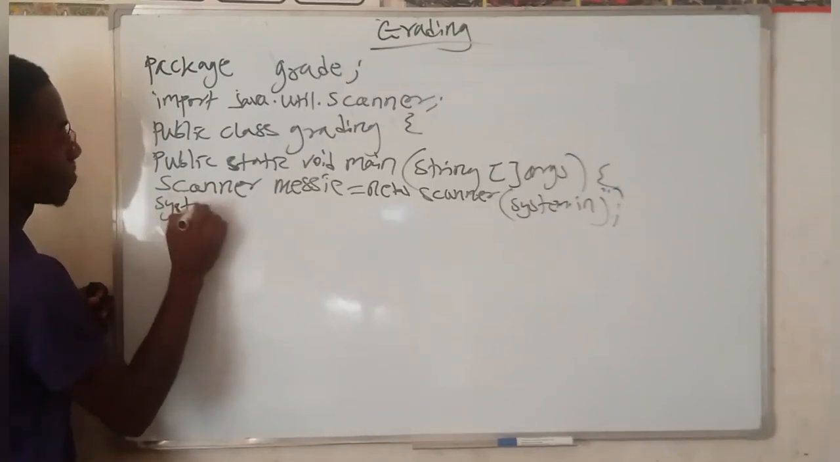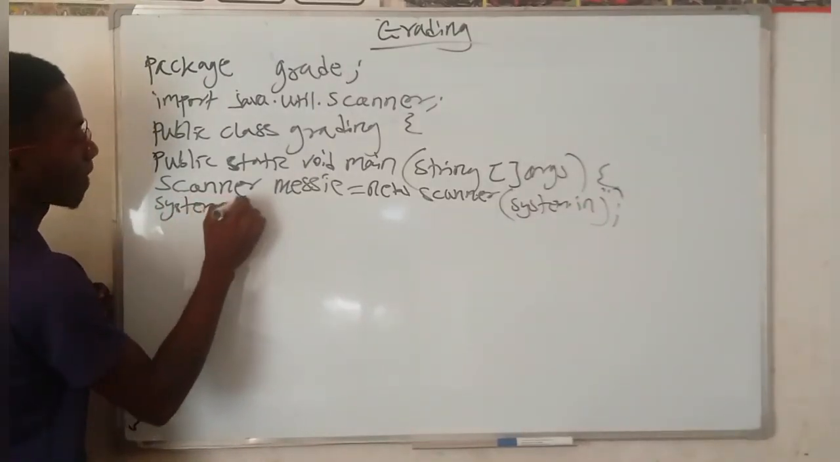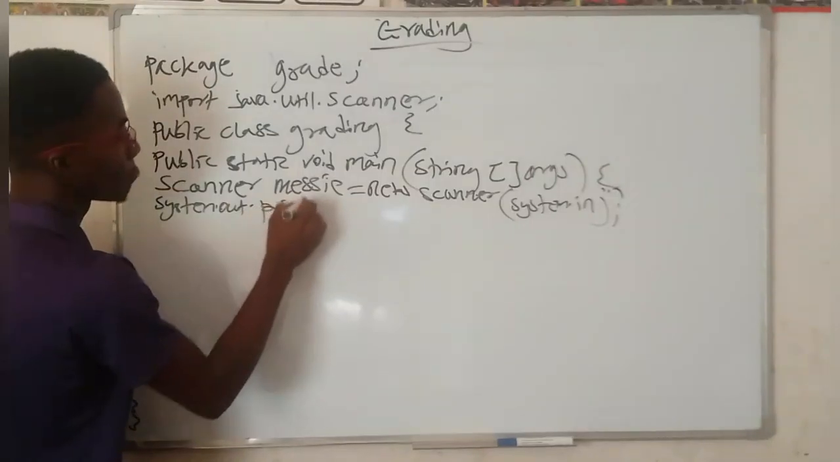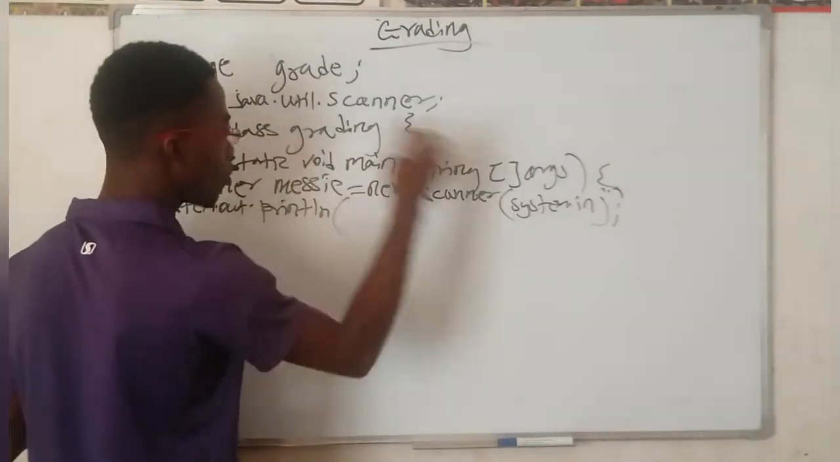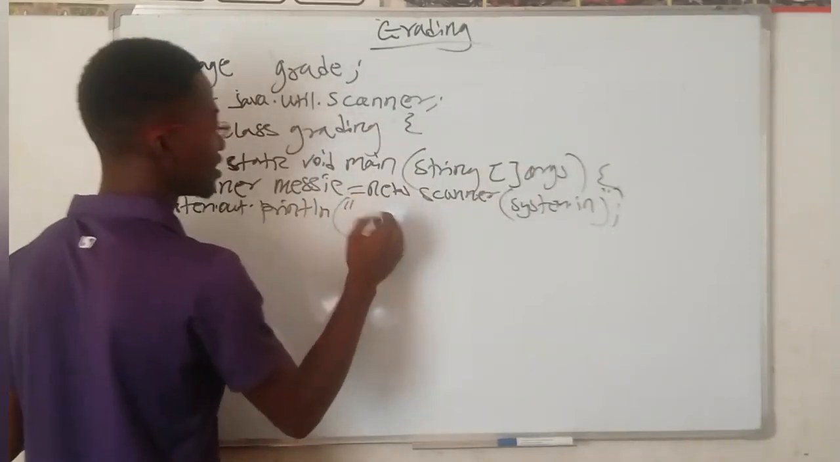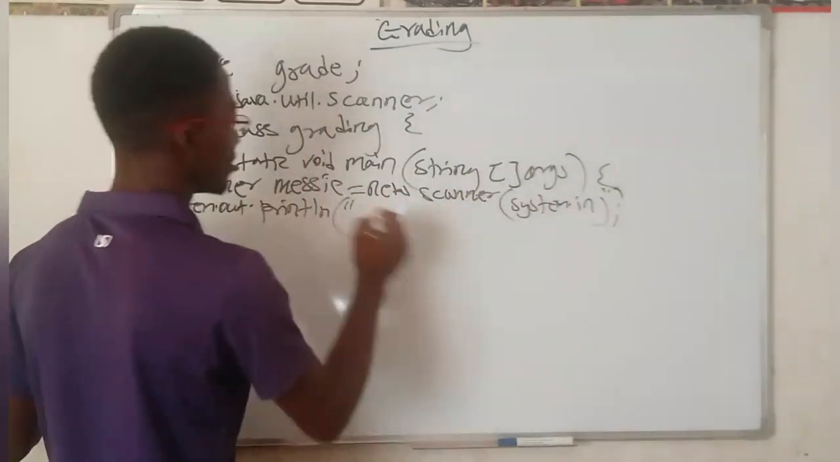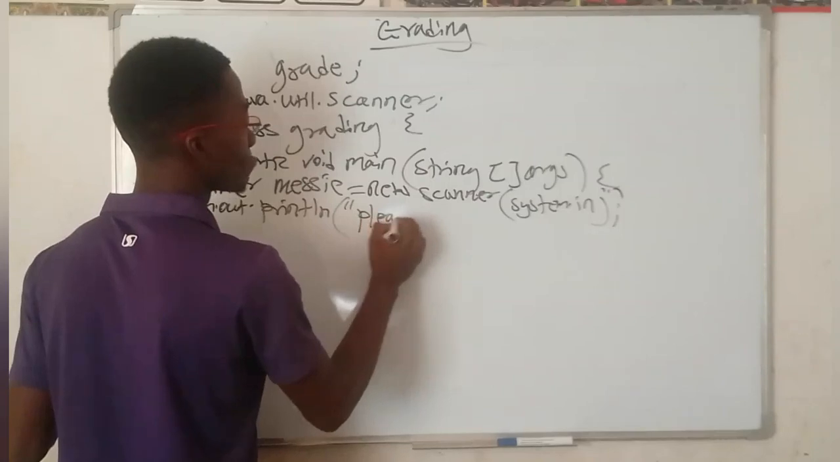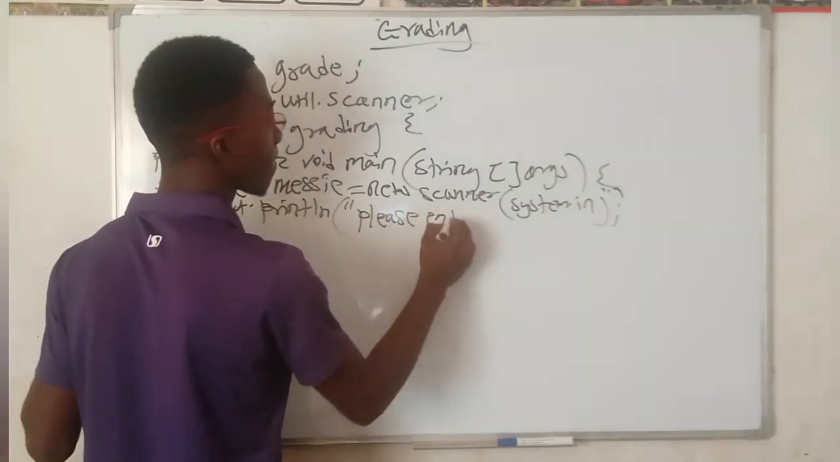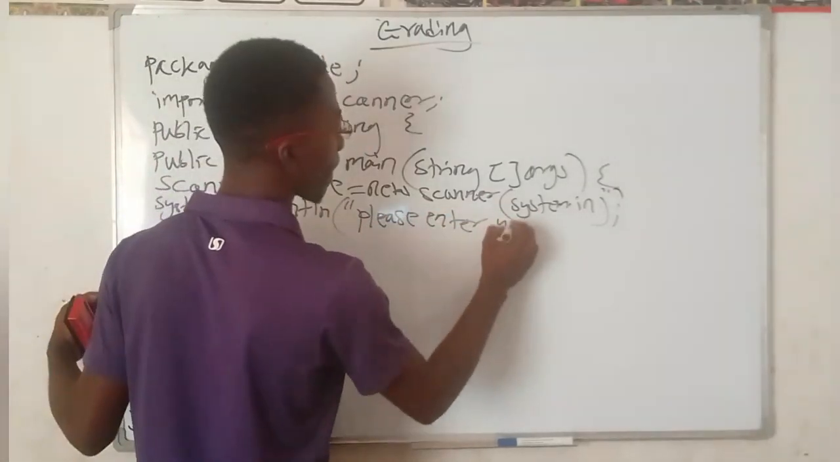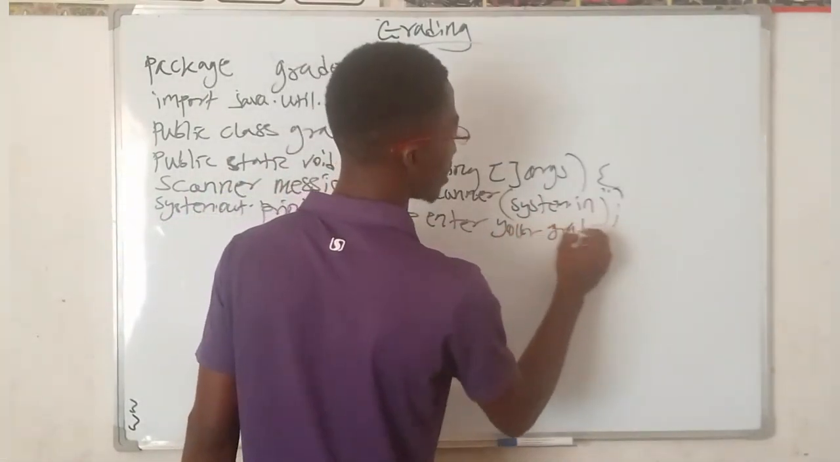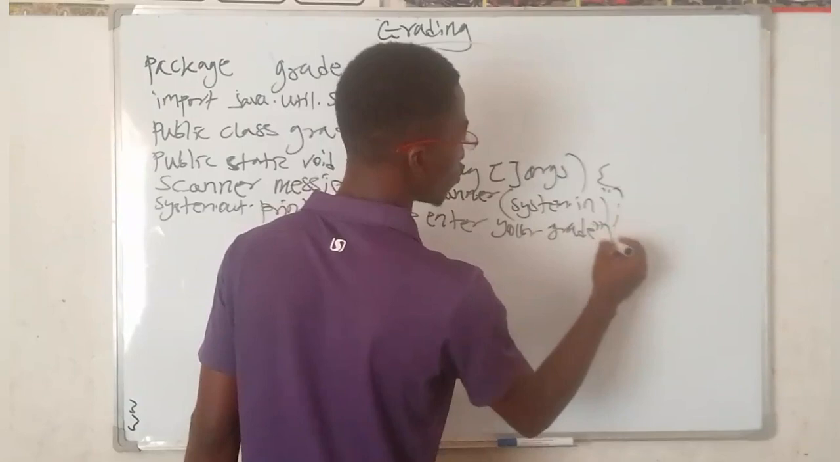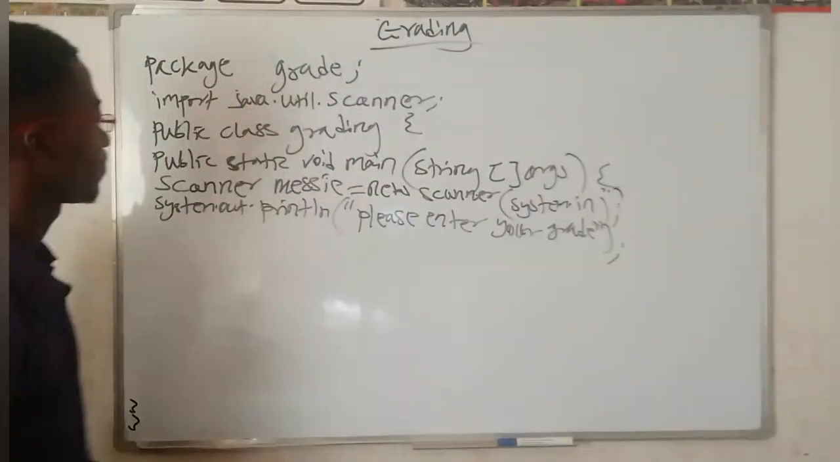System.out.println. You open your parentheses, and then you pass a command statement. Let's say "Please enter your grade". You end with another quotation, and you terminate it with a semicolon.